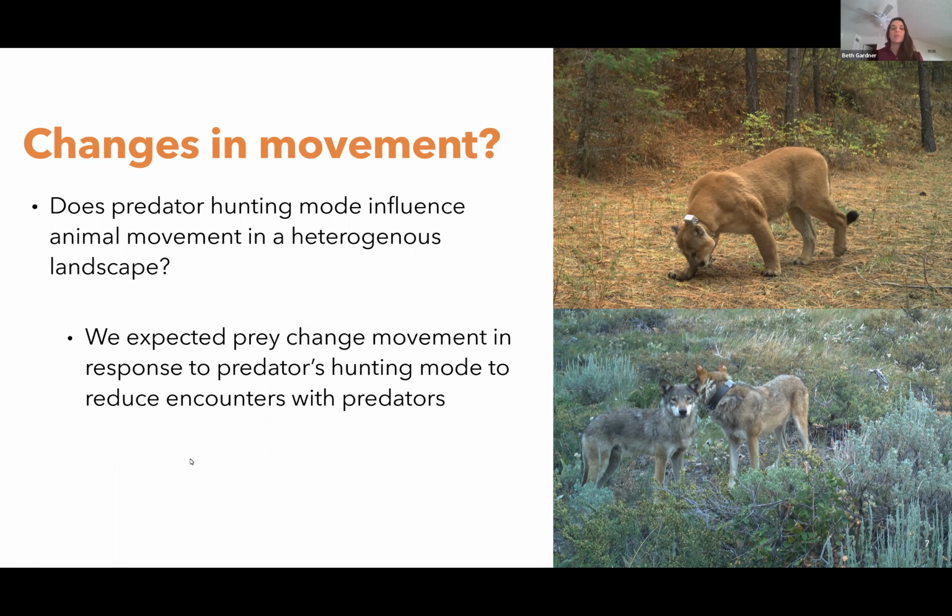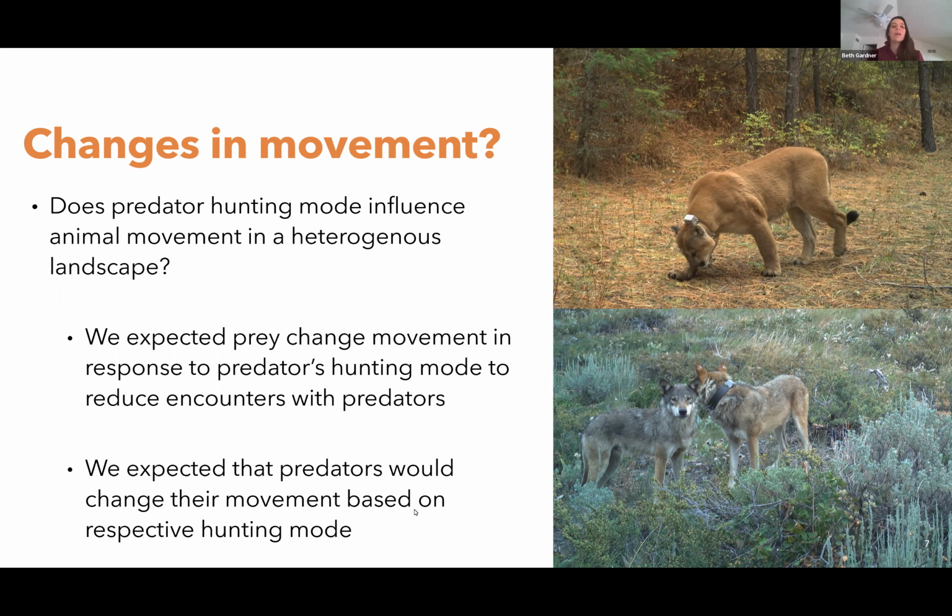We expected that the prey species would change their movement in response to a predator's hunting mode to reduce encounters with that predator. So I've got an example here of 2 of our predators, one being more of a sit and wait, and we might expect that prey will respond differently in different habitats. If you're a sit and wait predator, you might be more likely to be in areas that are rugged, that have more camouflage, versus a coursing predator where you're going to maybe choose areas that are more open. And we expect prey to respond differently in those different habitats. We also expected that the predators would change their movement based on their hunting mode and the habitat that they're in as well. So how do we answer these questions?